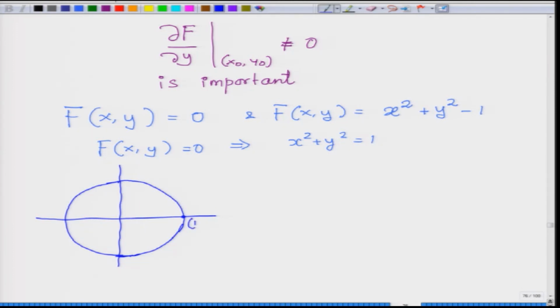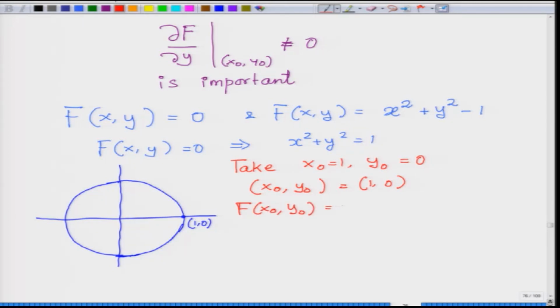Now, consider the point (1, 0), or any of the points here which cuts, not these points, but these 2 points (1, 0) and (-1, 0), whatever. So, take x naught equal to 1 and y naught equal to 0. Which means I will now consider (x naught, y naught) as (1, 0), and obviously f of (x naught, y naught) in this case is f of (1, 0), which is 0.